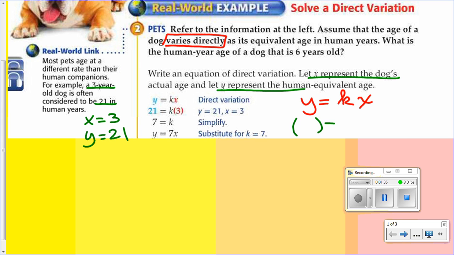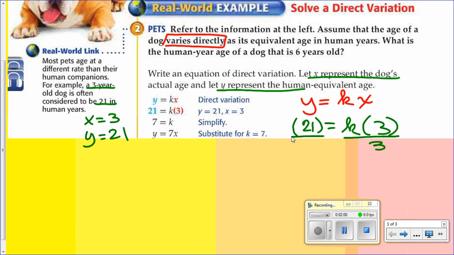So I'm going to come over here to my equation, and y is 21 and x is 3, right? Now, to find k, I would have to get k by itself, and right here it's just being multiplied by the 3, so to undo that I would divide, and if I divide that side by 3, I have to divide this side by 3, so k equals 7.